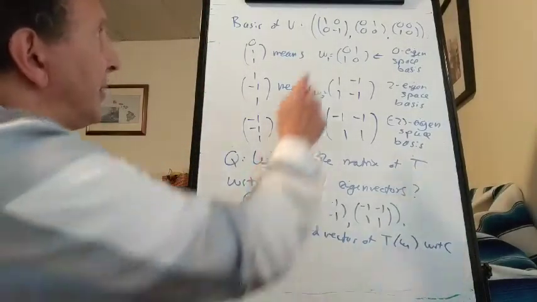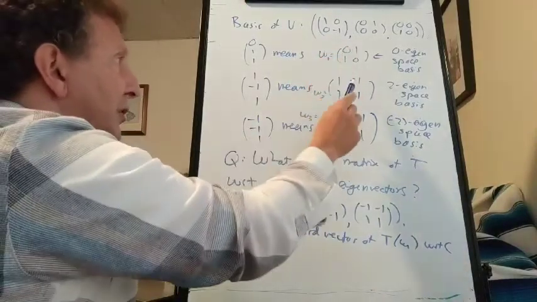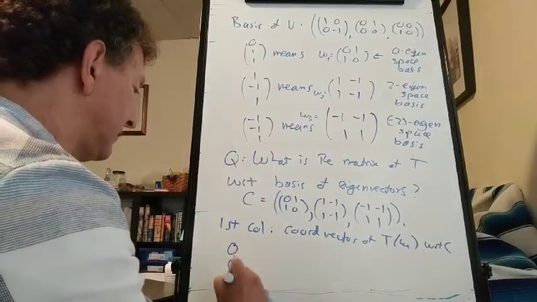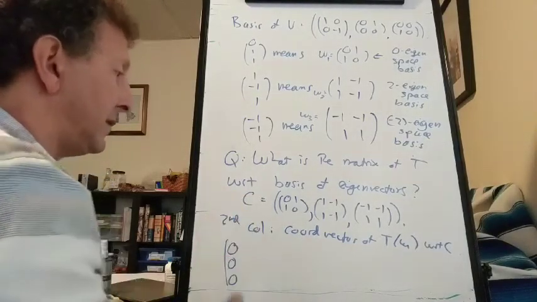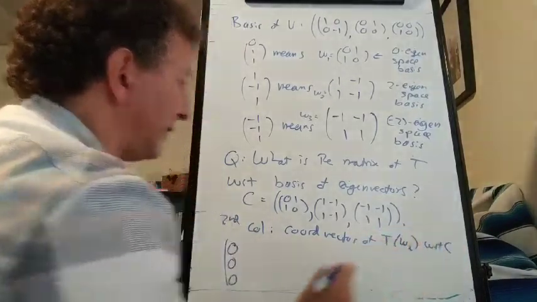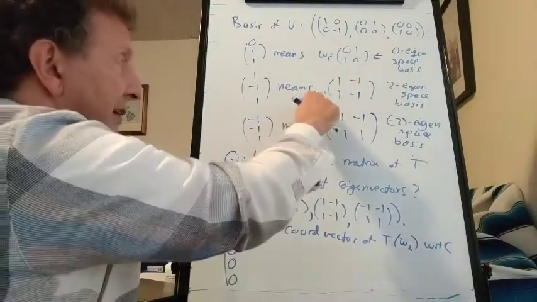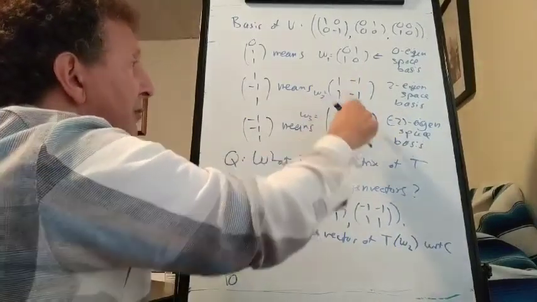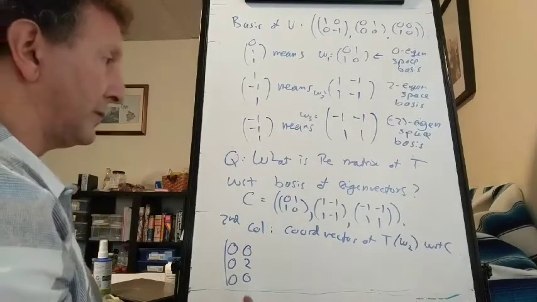So T of W1 equals 0 times W1. And 0 times W1 is 0 of this plus 0 of that plus 0 of the other thing. All right, now the second column is the coordinate vector of T of W2 with respect to C. Well, T of W2 is 2 times W2 because it's an eigenvector with eigenvalue 2. So that means it's 0 times this plus 2 times itself plus 0 times the other thing. The coordinate vector is 0, 2, 0.